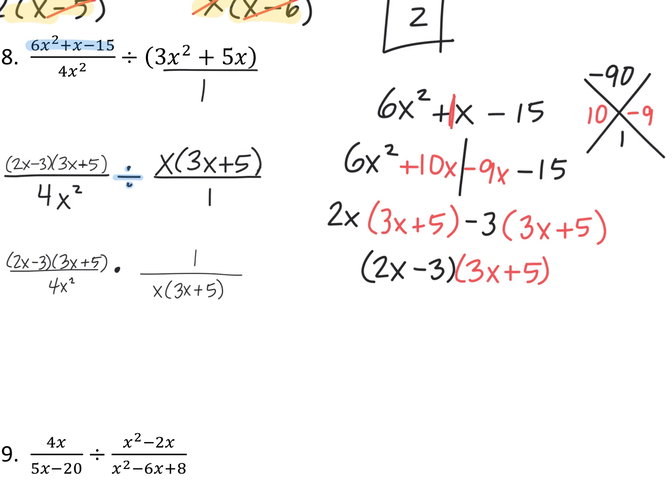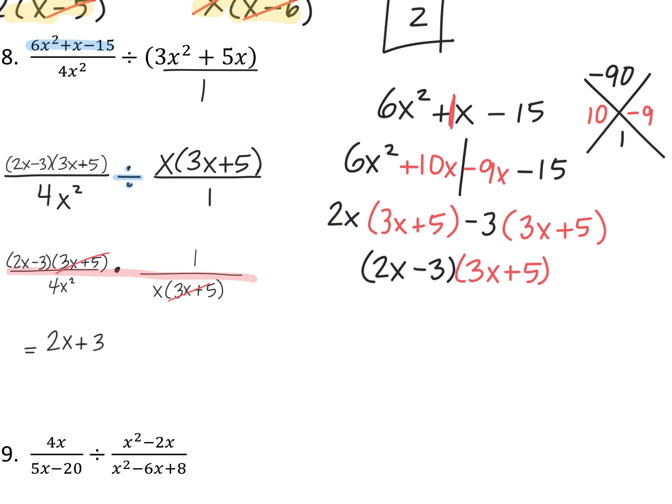Okay, so after you keep the first fraction, change the middle sign to multiplication, and multiply by the reciprocal, we have some stuff that cancels. It becomes one big fraction, and what's going to cancel? 3x plus 5. And that is it. Which leaves you with 2x plus 3 on the top.